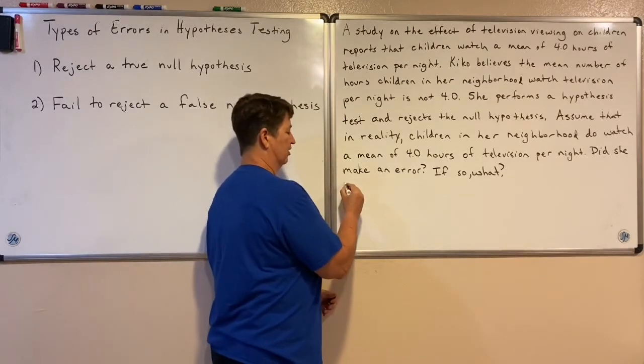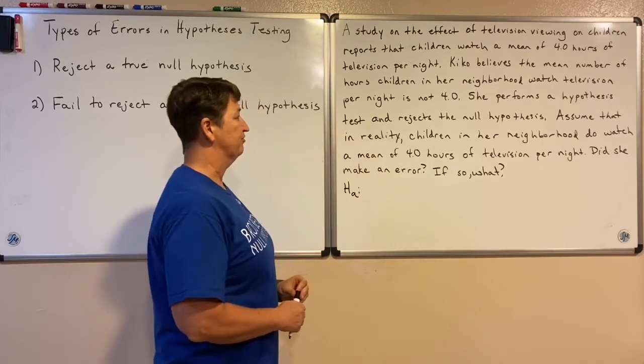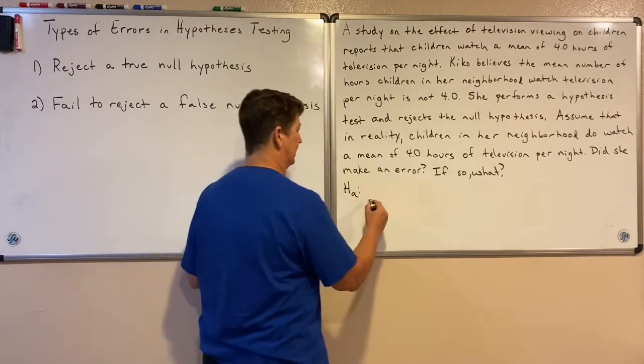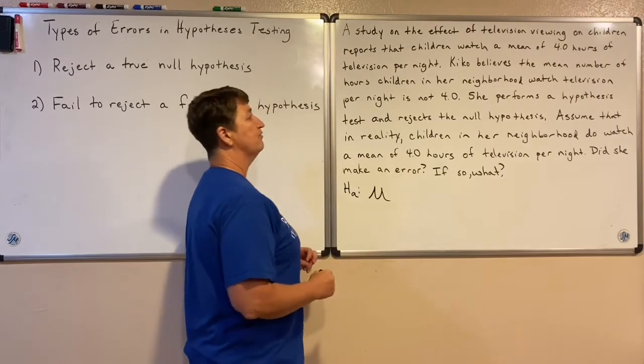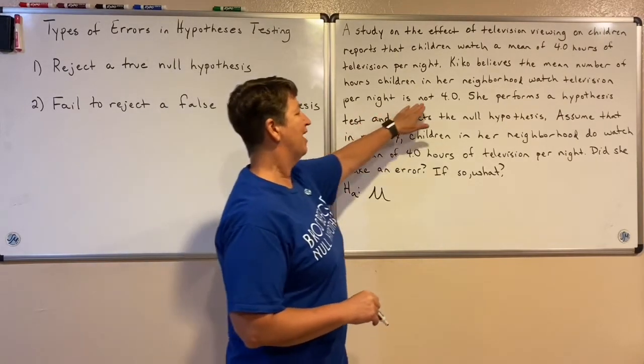First, Kiko had an alternative hypothesis. She thought that the mean number of hours that children in her neighborhood watch is not 4.